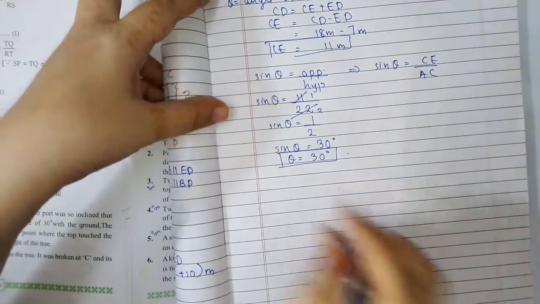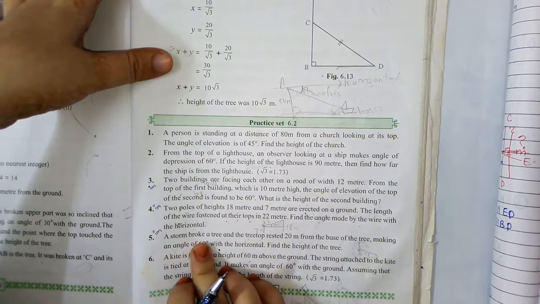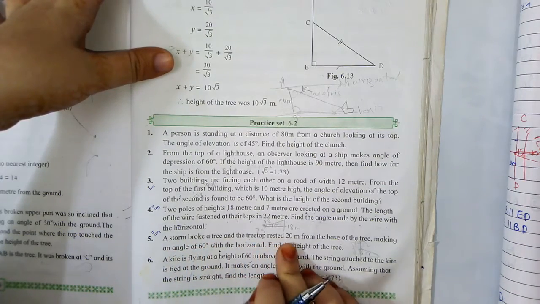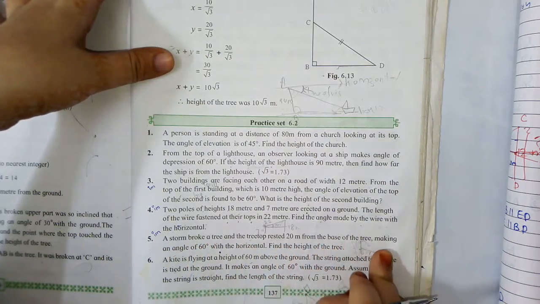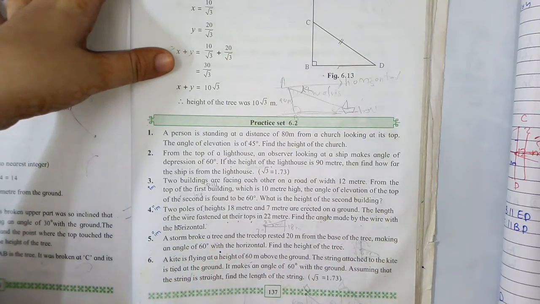All right, now let's solve question number 5. Question number 5 is: a storm broke a tree and the tree top rested 20 meter from the base of the tree, making an angle of 60 degree with the horizontal. Find the height of the tree.